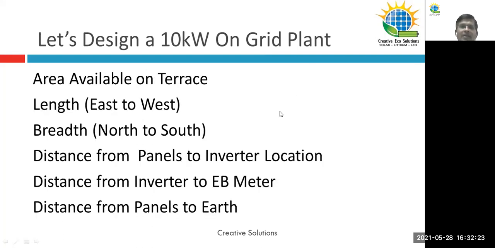So yes, available terrace area. Let's be specific on that. When you talk about area available on terrace, we have to check the length east to west, and the breadth north to south. Then the distance from the panels to the inverter location. Which will be the location of the inverter, so that I could know the DC cabling wiring distance.